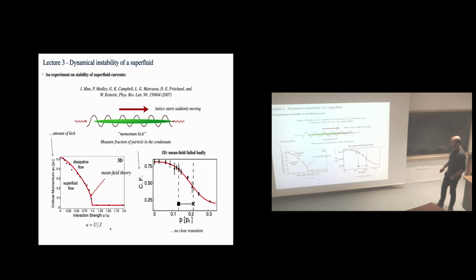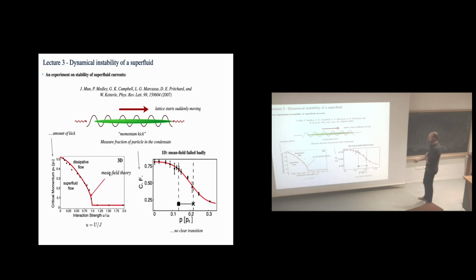On the x-axis there's the interaction strength. This is controlled by how deep you make the optical lattice, or by tuning scattering lengths between the atoms. On the y-axis is how much they kick the system. It's exactly the same number that I had on the previous slide, the kick parameter. They determined the point at which the superfluid is really destroyed. Over here it's destroyed, and here it remains completely stable.